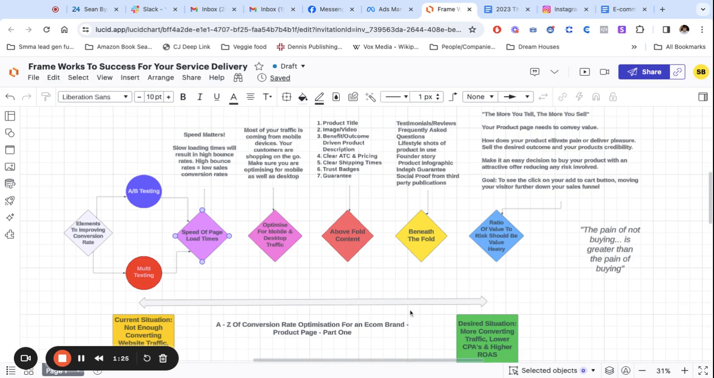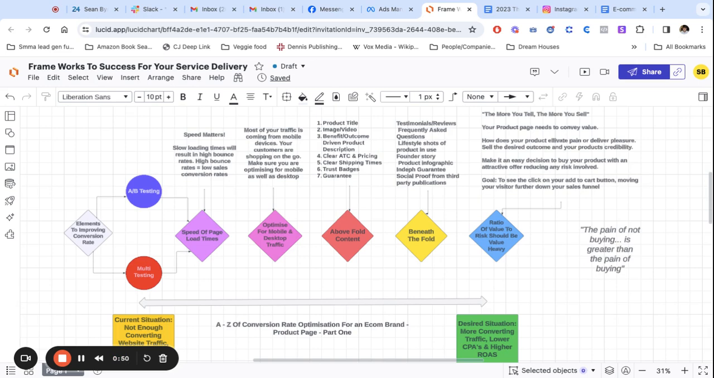Okay, if you can see on the quote here, the pain of not buying is greater than the pain of buying. That's how you want your page to demonstrate that they're seeing all this value. It's actually painful if they didn't purchase, rather than the opposite, if that makes sense. So how does your product alleviate pain or deliver pleasure? Sell the desired outcome and your product's credibility. Make it easy for them to decide to buy your product with an attractive offer, reducing any sort of risk involved. And of course, you have guarantees in place there.